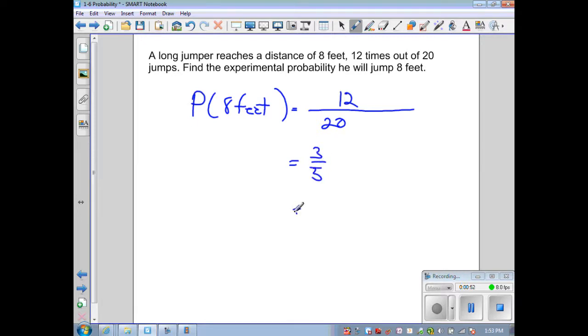Again, I can take this further, even though this is our solution. The probability is 3 times out of 5 that he will jump 8 feet. But I can set this into a decimal. 3 divided by 5 gives me 0.60. I can also find the percent that he will jump 8 feet. And that is going to be, when I multiply by 100, 60%.